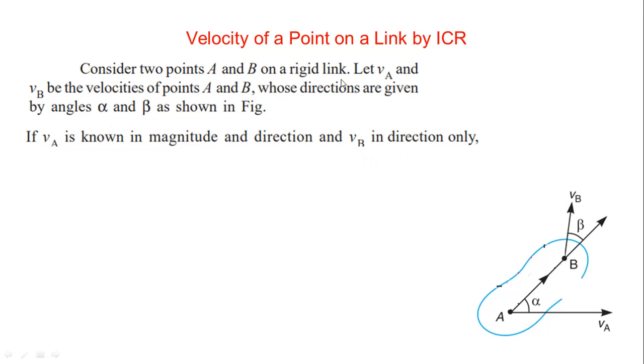Now we have to find the value of the velocity at point B by using the ICR method. How to find it, we will discuss in the upcoming slide. I know the velocity at point B is in this direction, but I don't know its value, so we have to find it on the basis of the ICR.